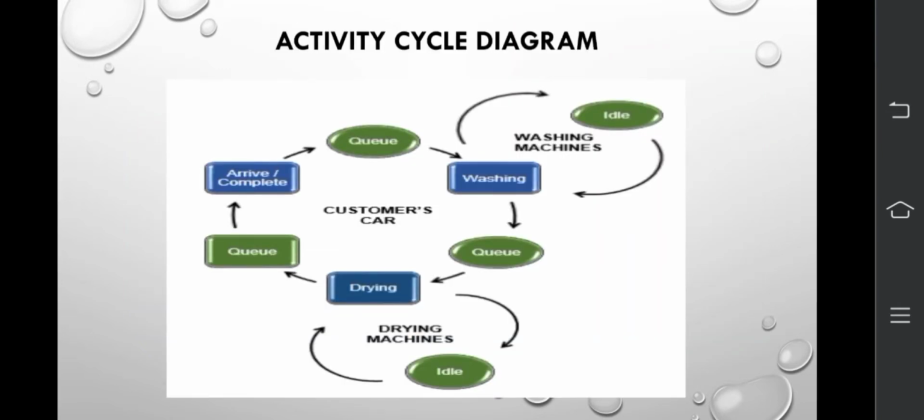In this activity cycle diagram, when the first customer arrives, they need to queue first and go to the washing machine, then need to queue and then go to the dryer, and then they need to queue, and the cycle is complete.